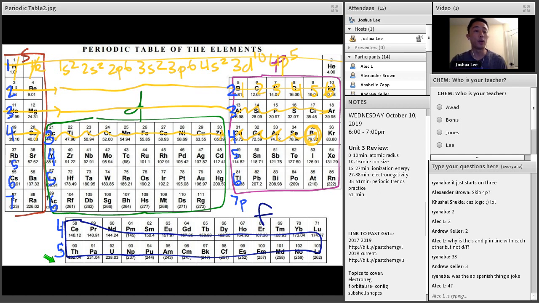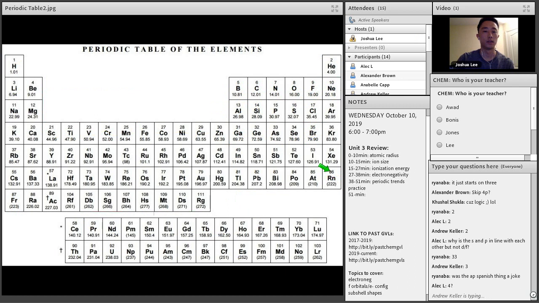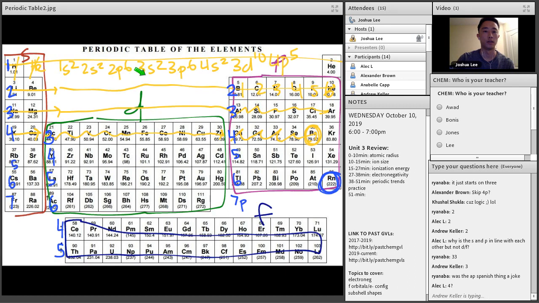So then if we wanted to do something more complex, let's say you wanted to get all the way to radon. Let's practice going through radon. So let me get rid of everything.